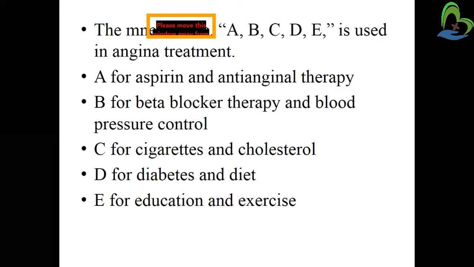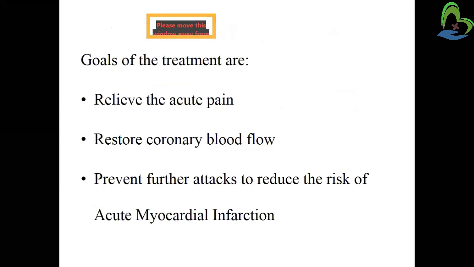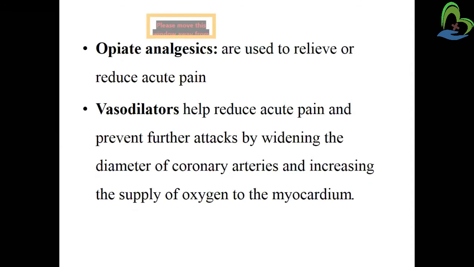C is for cigarettes or cholesterol, which should be ceased, or the factors which are triggering have to be controlled. D is for diabetes and diet, which have to be controlled. Lastly, E is education and exercise. What are the goals of treatment? We have to relieve the acute pain, restore the coronary blood flow, and prevent further attacks to reduce the risk of acute myocardial infarction.